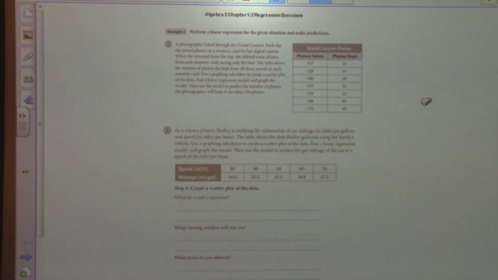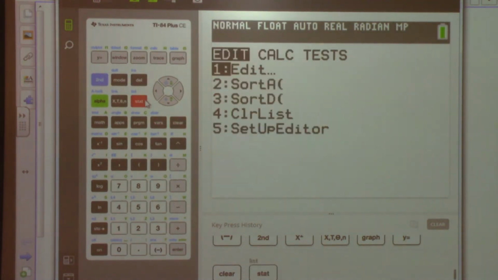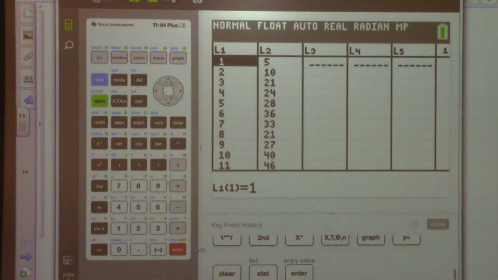So let's get out your calculator. I have a TI-84 CE calculator. And where do we go to plot our points? Stat edit. Okay, very good.